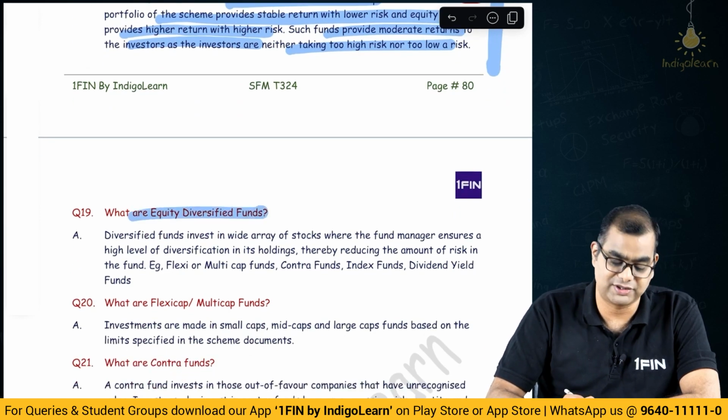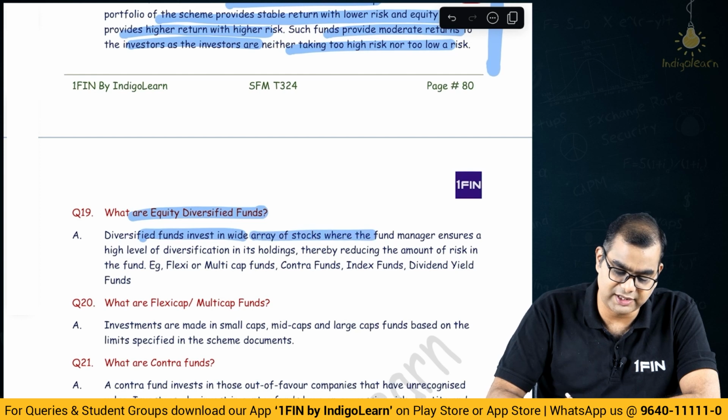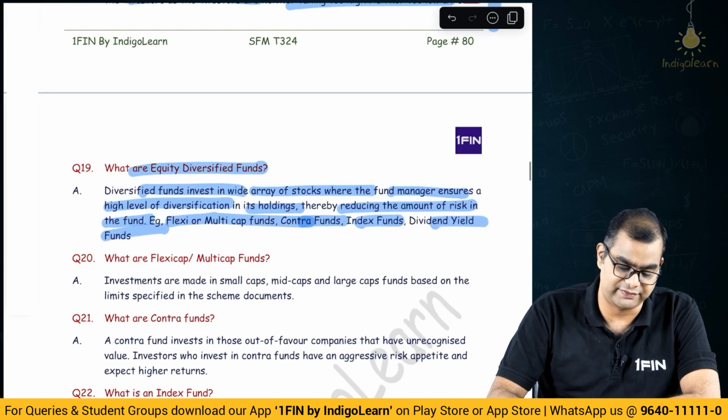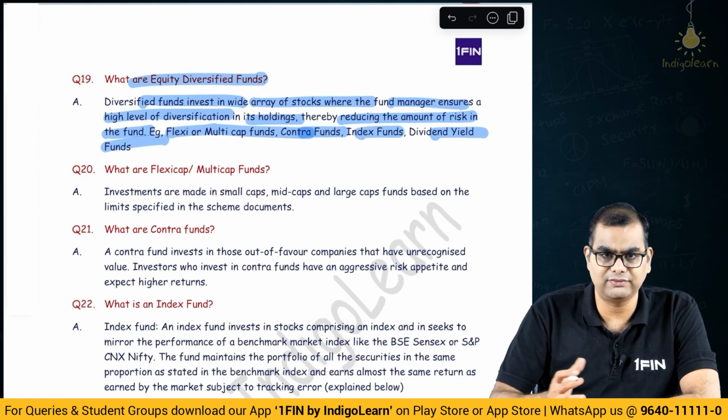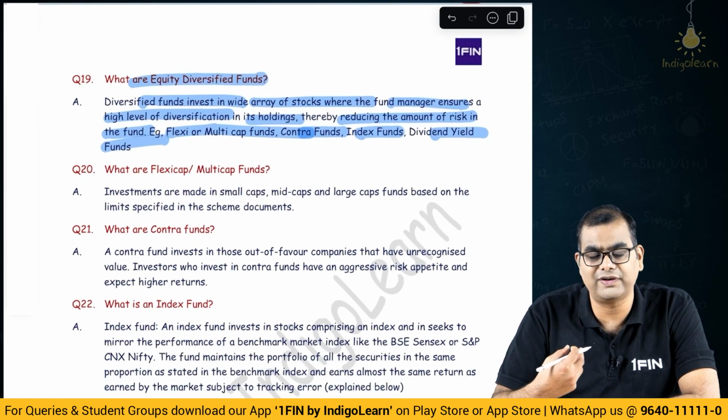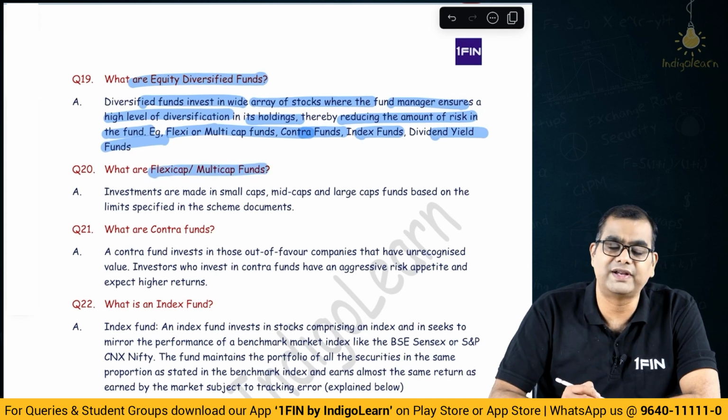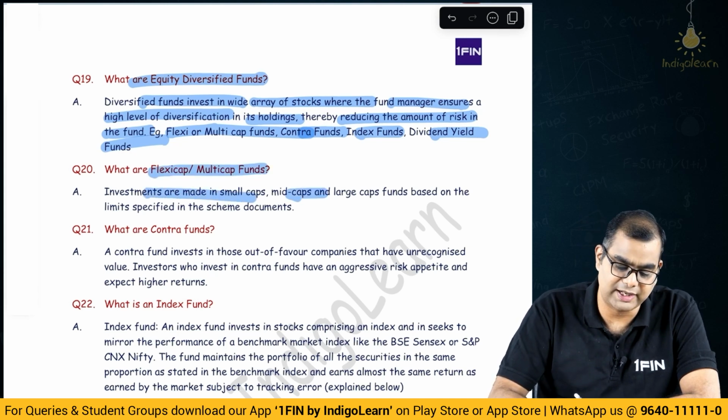Then you have equity diversified funds. Diversified funds invest in a wide array of stocks where the fund manager ensures a high level of diversification in holdings, thereby reducing the amount of risk in the fund. Flexi or multi-cap funds, contra funds, index funds, dividend yield funds, etc. are equity diversified funds. So basically, you diversify yourself extensively. Then you have flexi cap or multi-cap. Investments are made in small cap, mid cap and large cap.